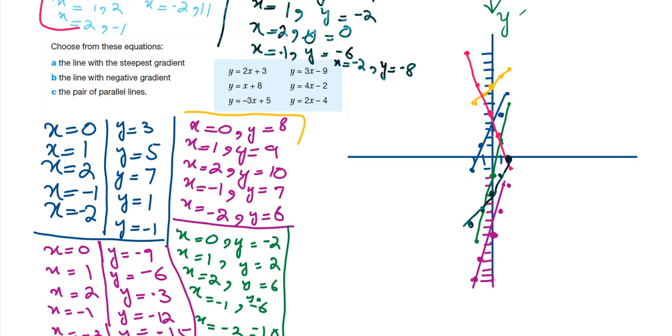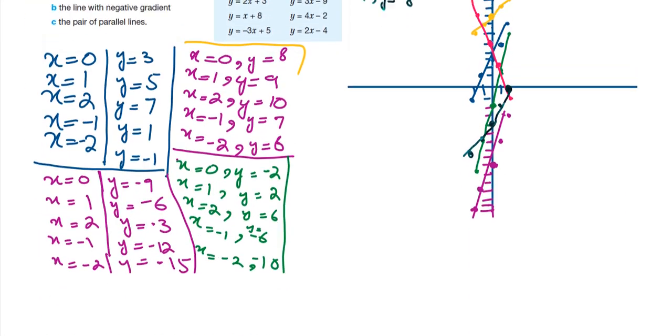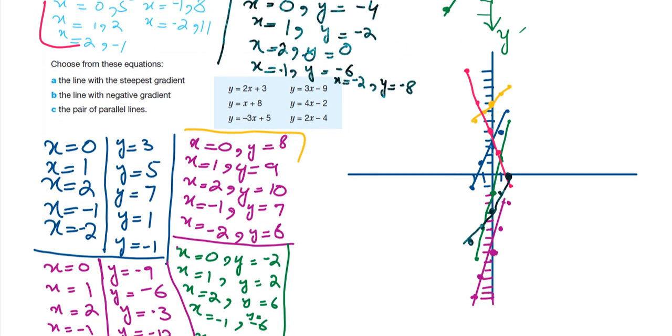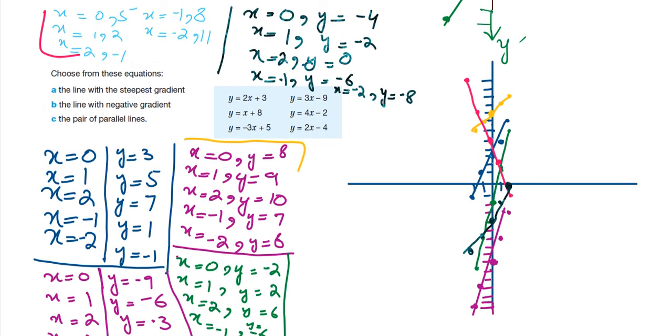Okay, let's check out the next question. I have plotted the whole graph for you because it's a lengthy question. So that's why I have already done most of the part, but we have to discuss this further. Okay, so we have to choose these equations: the line with the steepest gradient, the line with a negative gradient, and the pair of parallel lines.